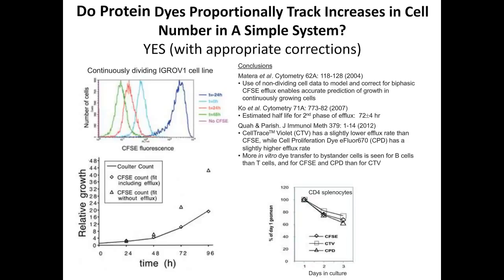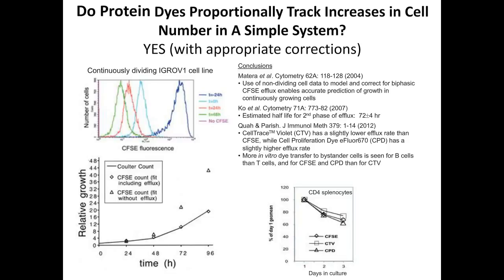So this is some work that has been done by Matera on the left-hand side, where they've taken iGrove slides, or cell lines, and you can see exactly what I'm talking about here now with the CFSE, where the blue is basically at time 0, and then as you go to the cyan and the red, we're increasing by a day. So there's a big drop off between day 0 and day 1, and then a relatively consistent drop off from day 1 to 2 and day 2 to 3.